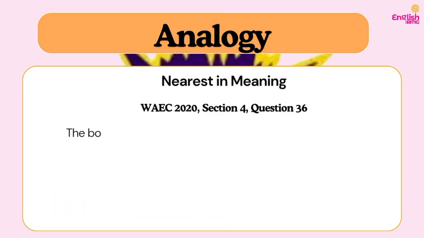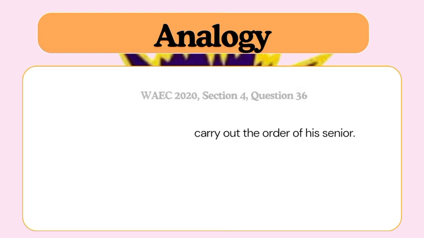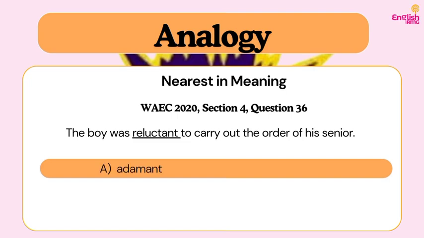So let's move on to the next question, which is question 36 from section 4, WAEC 2020. So we have, the boy was reluctant to carry out the order of his senior. So what does it mean to be reluctant? To be reluctant means that you don't want to do that thing. Do you understand? Sometimes your senior at home or at school asks you to do something and you don't want to do it. Probably you feel like you shouldn't be sent on such an errand. Do you understand?